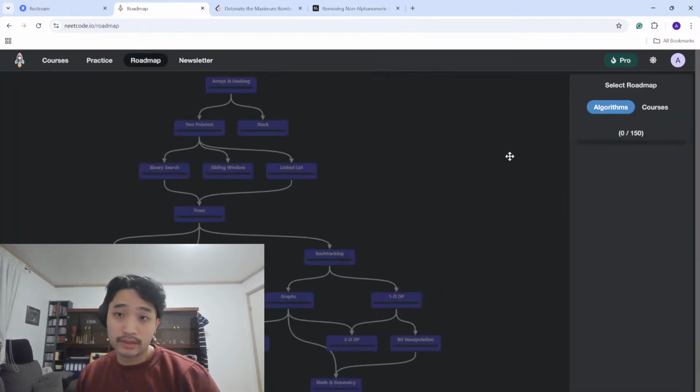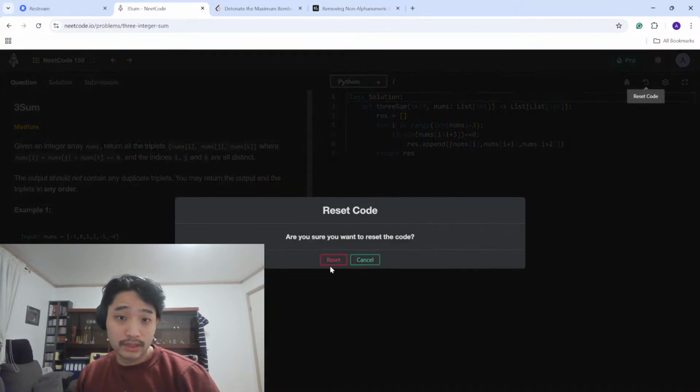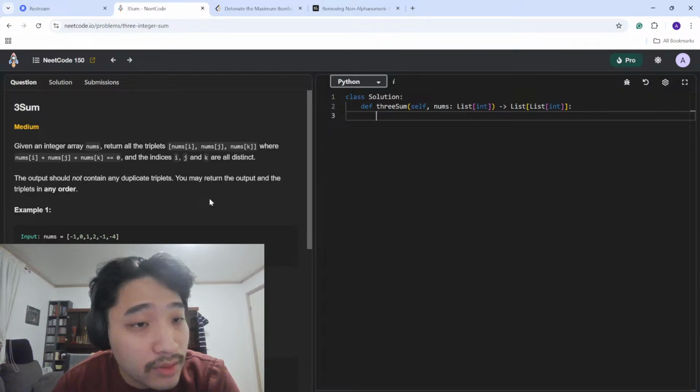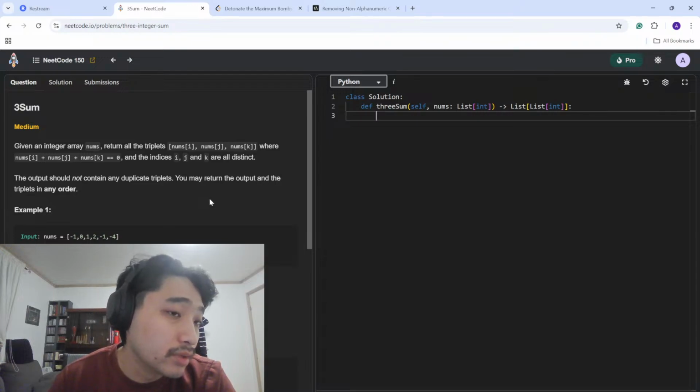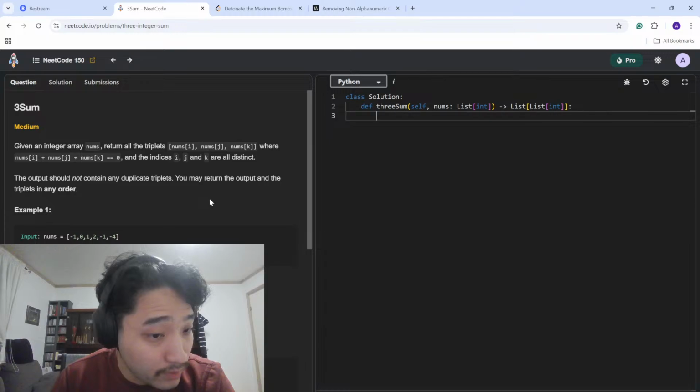It's just implementing two-pointer. Three sum. Now we get into something juicy. Given array nums, three sum I would assume is a reference to two sum, which is like the standard two-pointer question. So given an integer array nums, return all triplets where the indices are all distinct. The output should not contain any duplicate triplets. You may return the output and the triplets in any order. So I need every one of them.